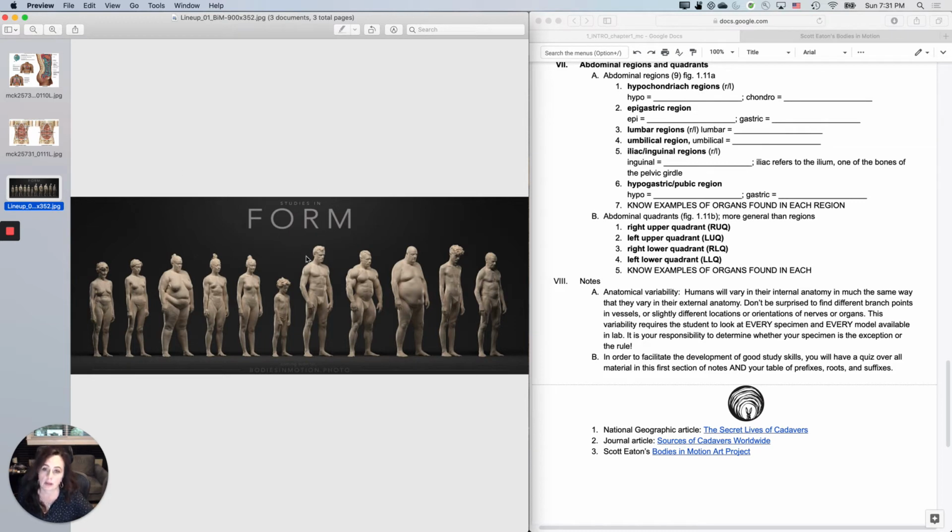So all the people on this side are male and all the people on this side are female, and then this is a child. So you've been around for a while and you've looked at humans and you know that humans vary in their external anatomy and you're used to that, right? Humans also vary in their internal anatomy. So hopefully you'll get a chance to actually experience human anatomical variability by looking at the cadavers.